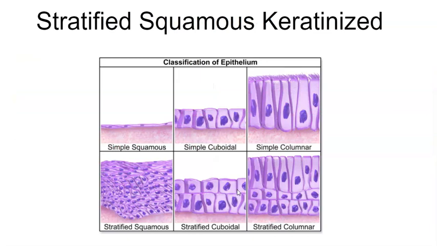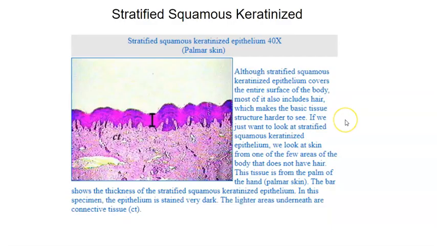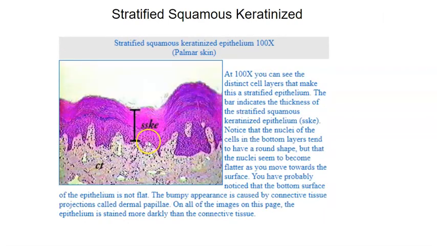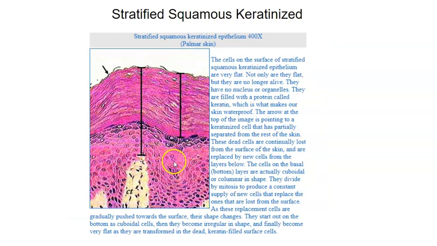Now we have stratified squamous, but we have something called keratinized. So it's just like the stratified squamous we looked at, but there's something different. This is zoomed out, doesn't look any different right now. We zoom in a little further, we see there's actually two layers to this stratified squamous. And then we go in even further, and these layers become distinctive. So this is all stratified squamous, but this top layer are keratinized cells.